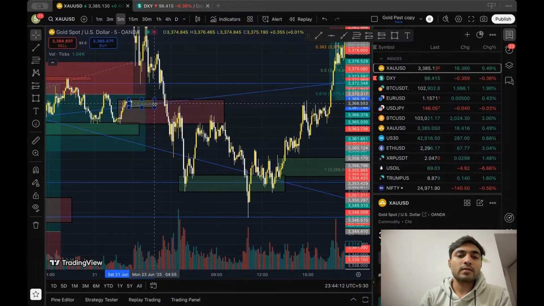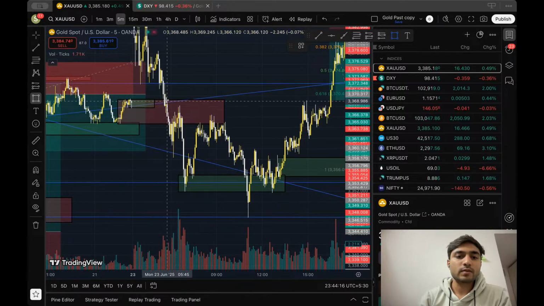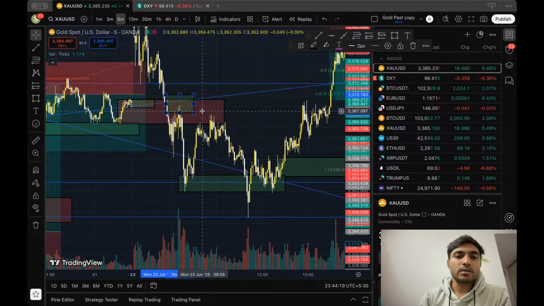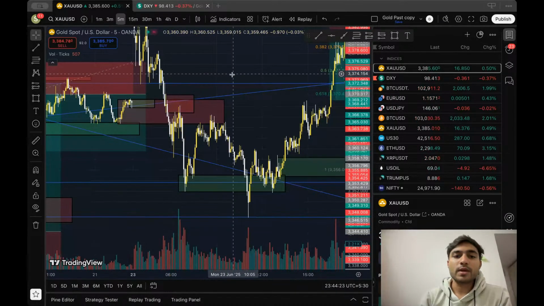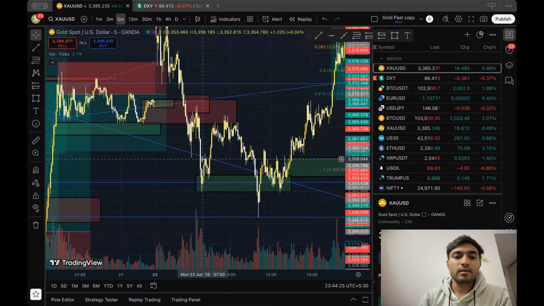I don't think it's taking it from here. It's taking it from this point. It's taking its resistance from this candle, 5 minute candle. So that was it. It took from there and it fell.